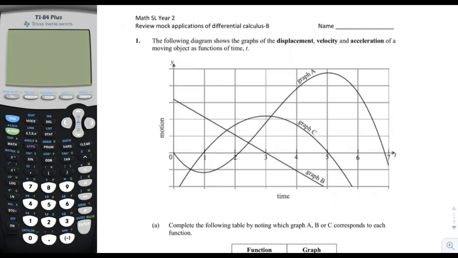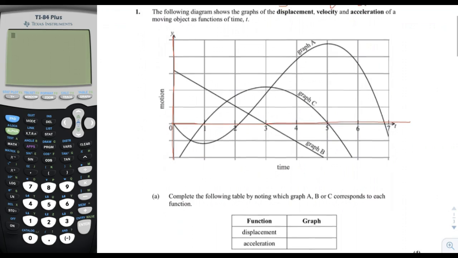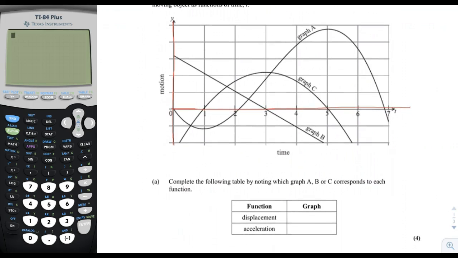Here are the solutions for the mock exam for applications of differential calculus. First problem. The following diagram shows the graphs of displacement, velocity, and acceleration of a moving object as functions of time t. Okay, so just be careful. This is the x-axis here, or the t-axis, and this is the y-axis. And there's three functions here, a, b, and c. And the first thing it says is to identify which functions, a, b, or c, are displacement, acceleration, and velocity.